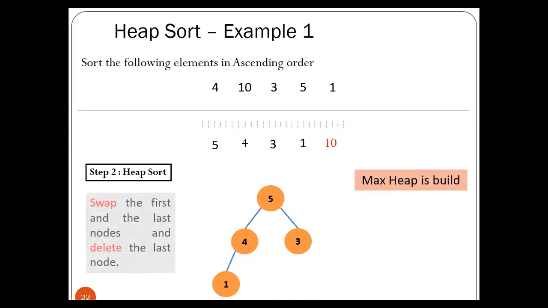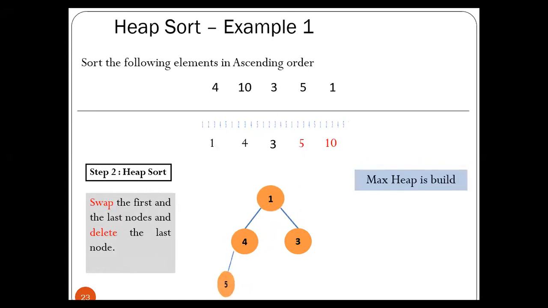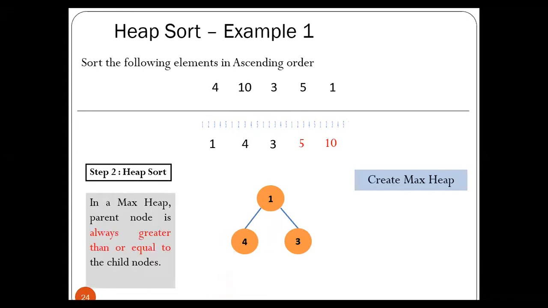So max heap is built. Now step 3. Remove the last node, replace the last node with the first node. And 5 has gone. 5 has come to its required position. Now 4 will replace 1 in order to satisfy the heap property. So 4 is replacing 1.